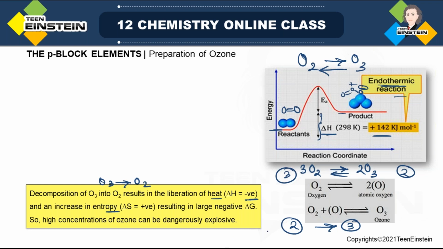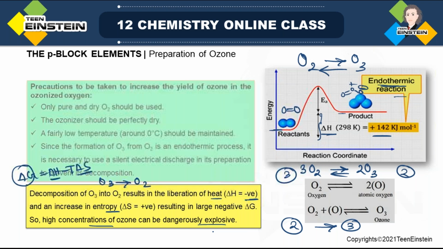Now when entropy is positive, delta G equals delta H minus T delta S. Delta H is already negative and delta S is positive. That means delta G will be highly negative. So it is highly spontaneous. That is, the reverse reaction O3 to O2 is highly spontaneous. That is the reason a high concentration of ozone is dangerously explosive, because it will always try to convert to O2, another allotropic form.